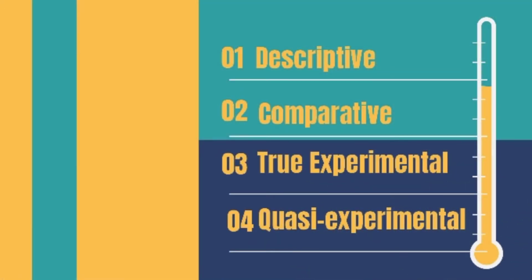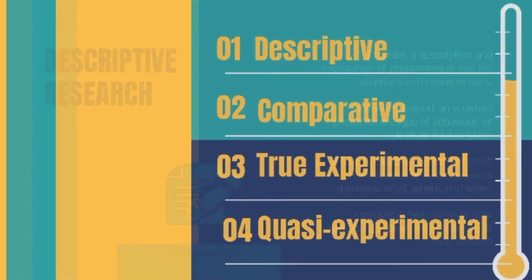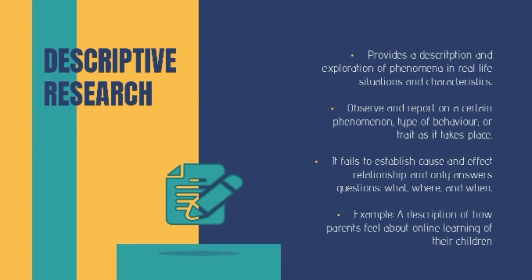In this video, we are going to talk about the types of quantitative research. There are four kinds of quantitative research. We have descriptive, comparative, the true experimental, and the quasi-experimental. First, we have the descriptive research. It provides a description and exploration of phenomena in real-life situation and characteristics. It aims to observe and report on a certain phenomenon, type of behavior, or trait as it takes place.